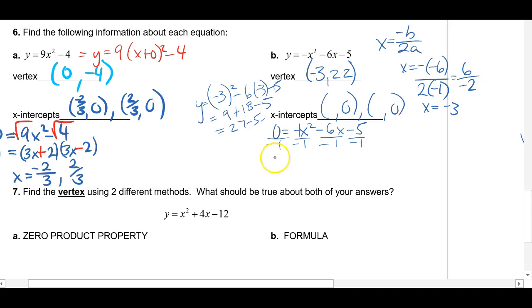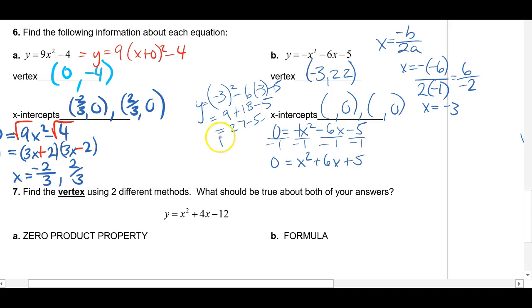Divide everything by -1. Now I have 0 divided by -1 is 0. -1x squared divided by -1 is positive x squared. Then -6x divided by -1 becomes positive 6x. And then -5 divided by -1 becomes positive 5.